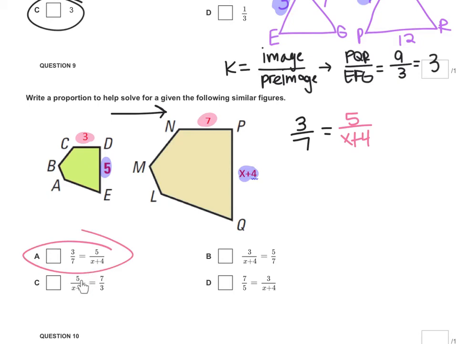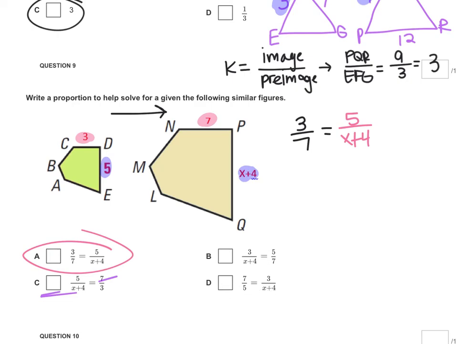All right, but if we double check the rest of these, look at option C. 5 over x plus 4, so small over large, equals 7/3. We're actually going in the opposite direction, so that wouldn't work. If we compare the other ones, 3 over x plus 4, those are not corresponding sides, so that will not work. And then 7 over 5, again, they are not corresponding sides, so that will not work either.